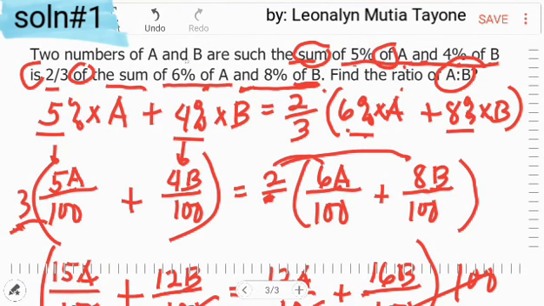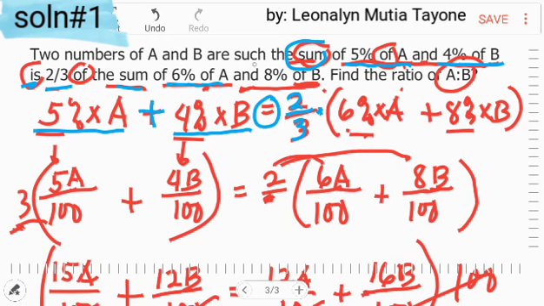Two numbers A and B are such, the sum of 5% of A and 4% of B. So, bali i-add mo siya. 5% of A plus 4% of B is equal sign yan siya. 2/3 of. So, 2/3 of. I-multiply mo sa entire na.